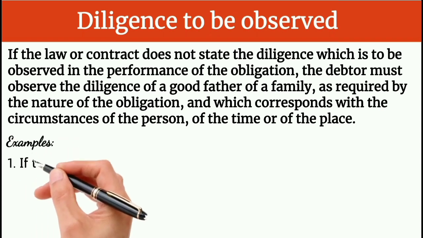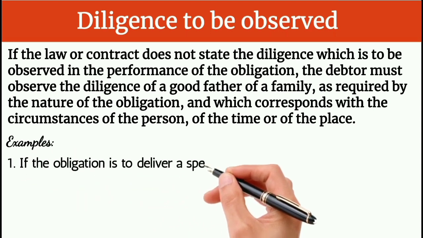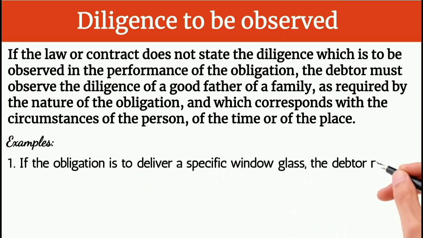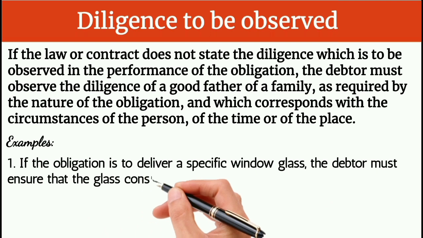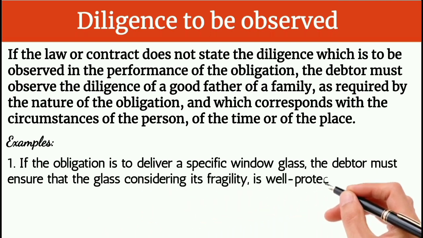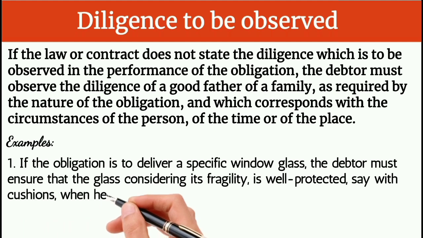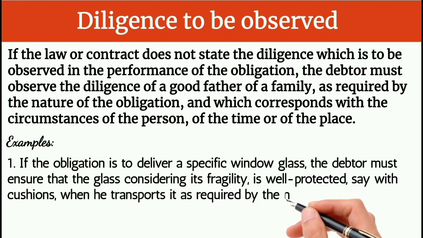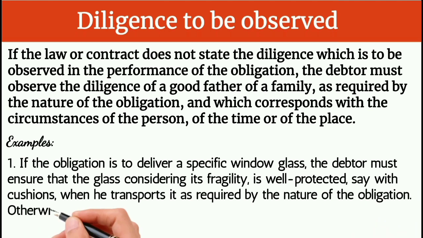Let's have examples. If the obligation is to deliver a specific window glass, the debtor must ensure that the glass, considering its fragility, is well protected, say with cushions, when he transports it as required by the nature of the obligation. Otherwise, he will be negligent. Ang obligation ni debtor dito sa example ay to deliver a specific window glass. Of course, yung specific window glass ay babasagin. It is prone to damage.